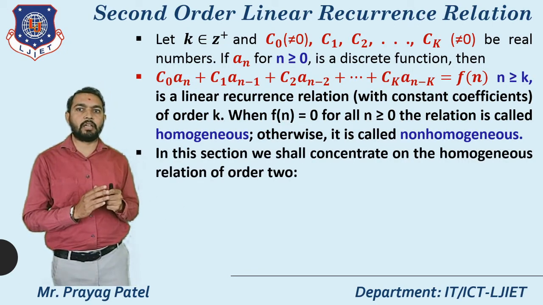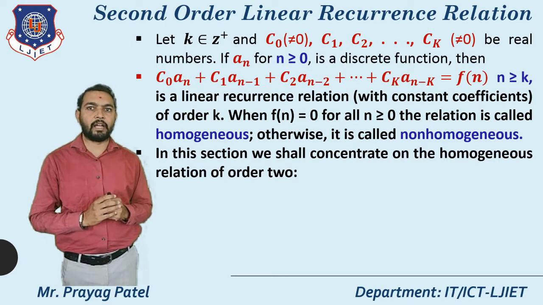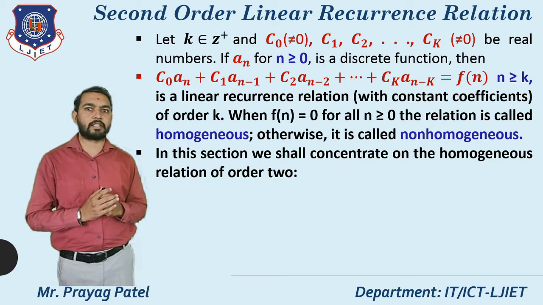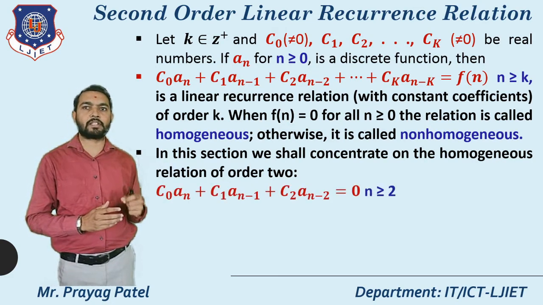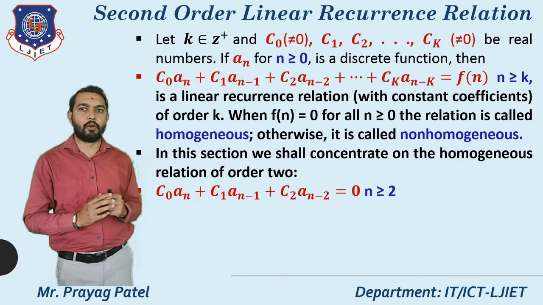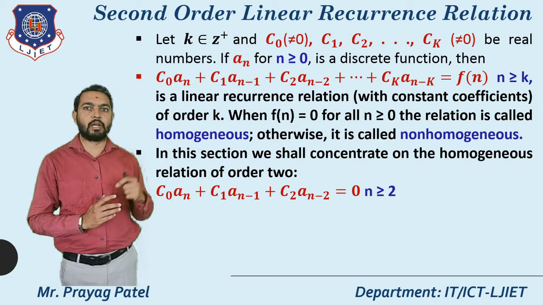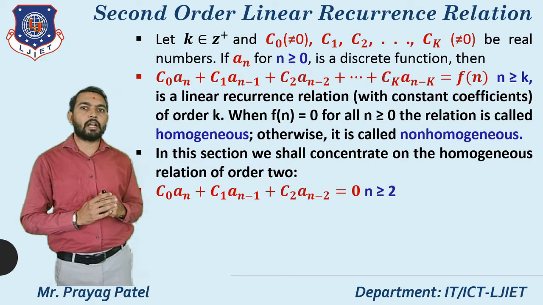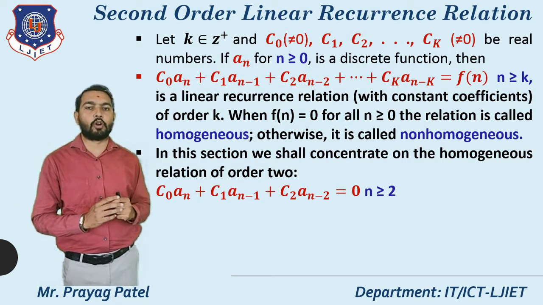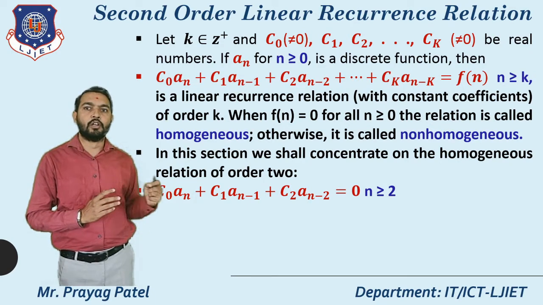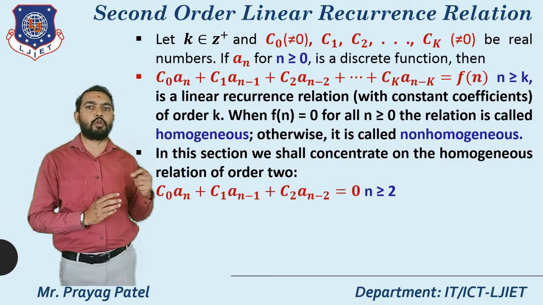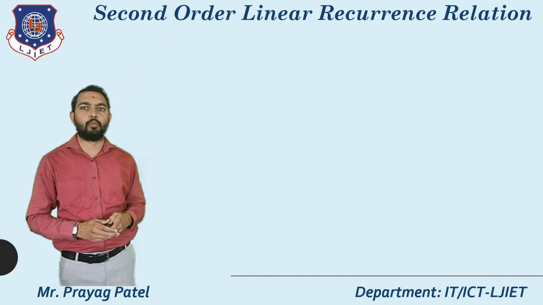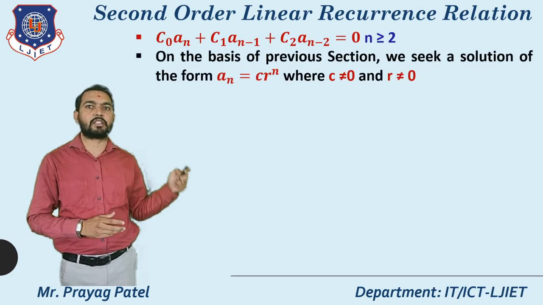Now if we want to find the relation for order 2, then it is called the second order. In this section we shall consider the homogeneous recurrence relation of order 2. That means our sequence is like C0 a of n plus C1 a of n minus 1 plus C2 a of n minus 2, up to the second order. Here f of n equals 0, because we discuss the homogeneous recurrence relation. So our equation becomes C0 a of n plus C1 a of n minus 1 plus C2 a of n minus 2 is equal to 0 for n greater or equal to 2. So it is called the second order linear recurrence relation.